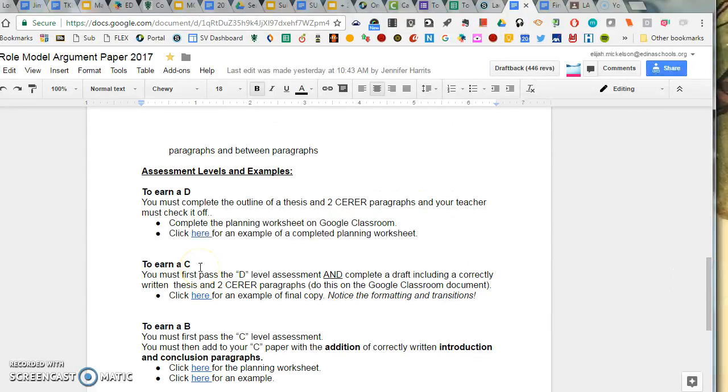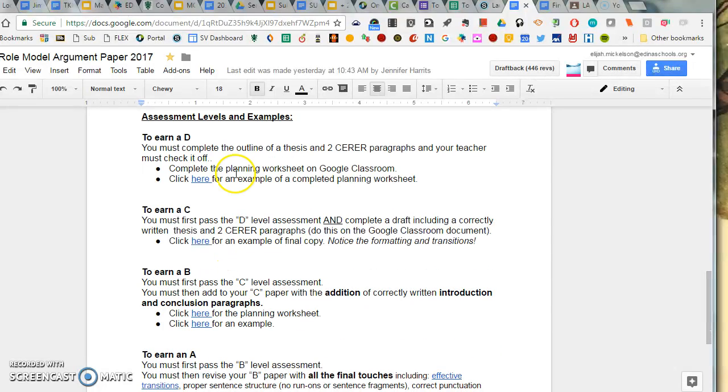Now we're going to do this in a little bit of a different way. So this document explains that. We are going to start at a D level. Everyone is going to start here, and we're going to slowly build up to the C, the B, and the A level over the next few class periods. So in order to get a D, you need to do the work that we're going to give you time to do here today. You're going to complete an outline of a thesis and two CER-ER paragraphs, and that'll be something that I can check off.